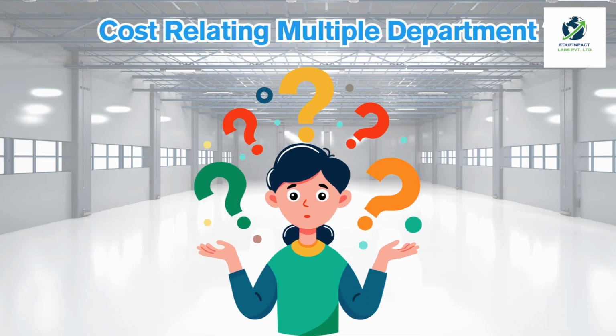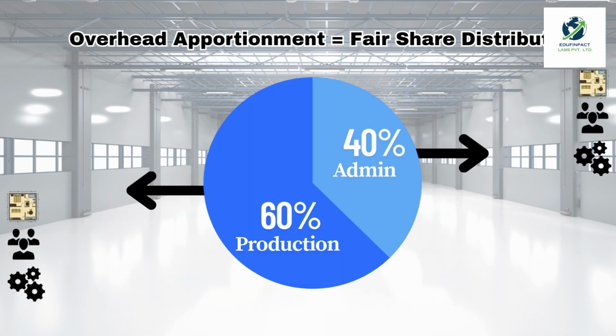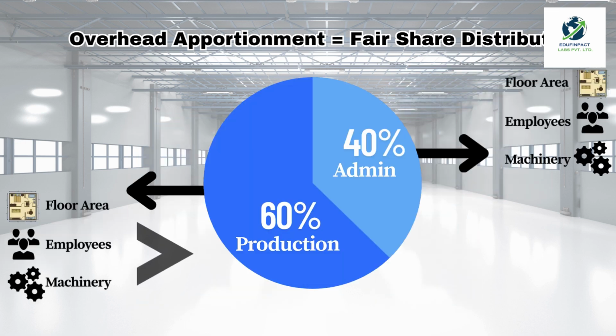But what if a cost benefits multiple departments? That's where apportionment comes in. Say your rent covers the production area and the office, then you apportion it using a fair basis like floor area, number of employees, or machine hours.